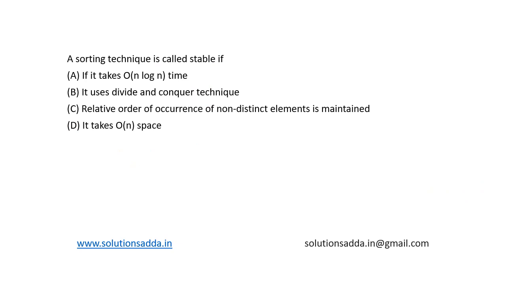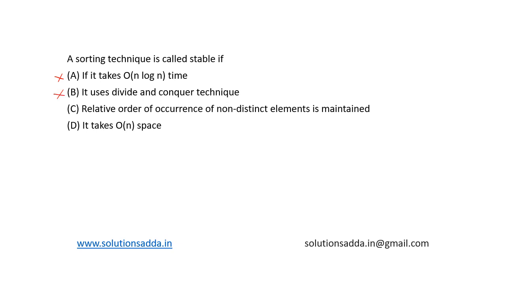This is a question from algorithms. A sorting technique is called stable and 4 options are given. Let's see each option. Option A, if it takes order of n log n time. No, this is not the correct answer. B, it uses divide and conquer technique. No, this is also not the correct answer.